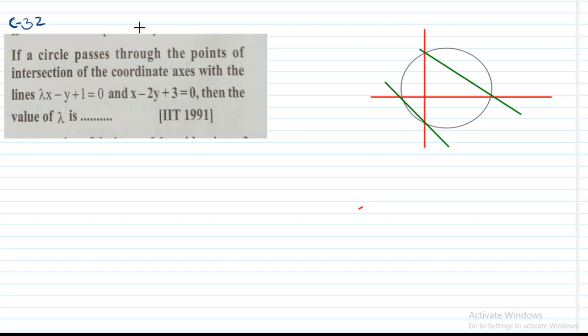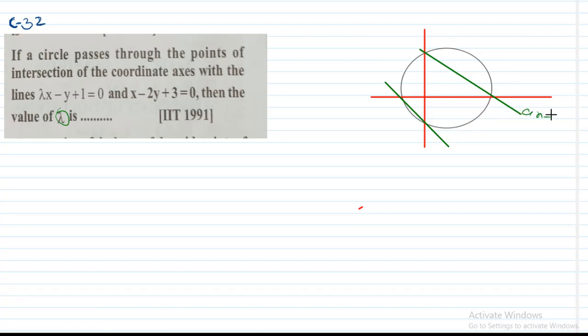Okay students, our problem number 32. If a circle passes through the points of intersection of the coordinate axes with the lines lambda x minus 5y plus 1 equal to 0 and x minus 2y plus 3 equal to 0, then find the value of lambda. So the concept is already completed.